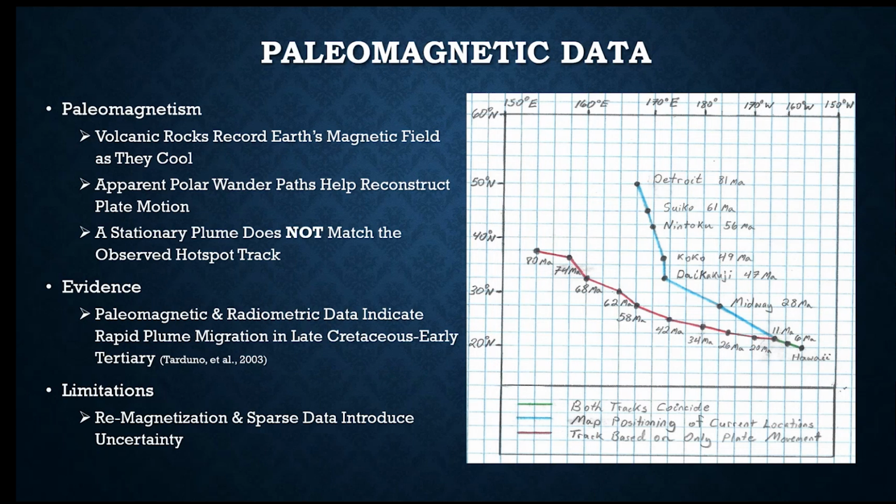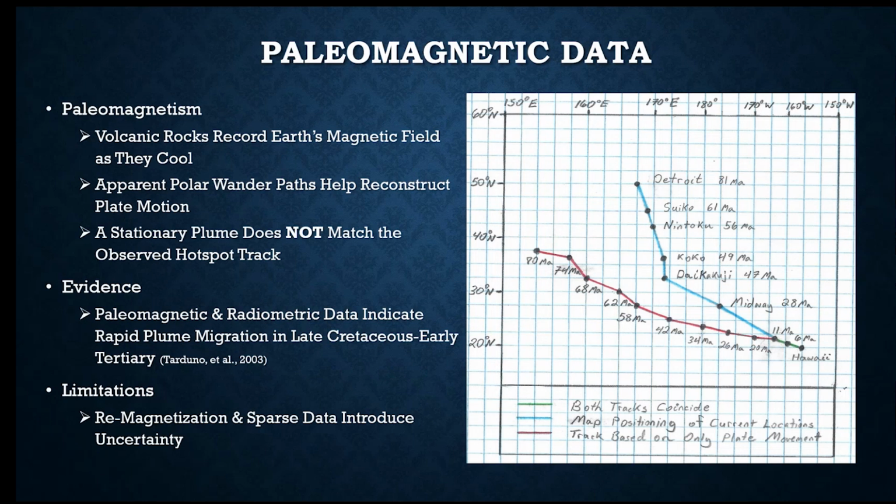In green, you'll see where tracing it back coincides. If we stick with just what we know and what we see and how the actual chain is, you can follow blue all the way back to Detroit, 81 megaannum. But if we use paleomagnetic data to reconstruct plate motion alone based on fixed mantle plumes, you can see in red that it doesn't line up with what actually is.